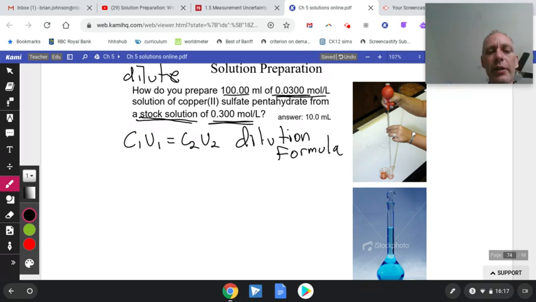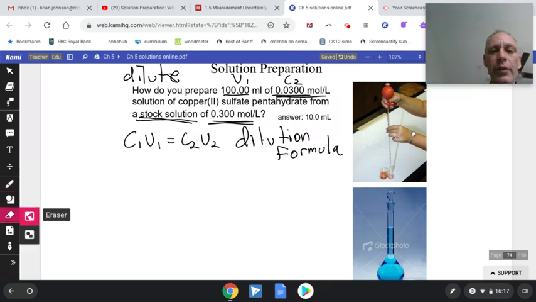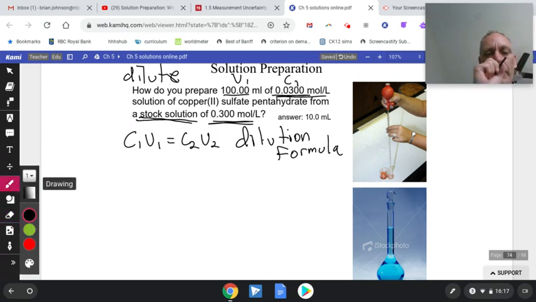Okay, so what have we got here? We've got 100 milliliters at 0.03 mole per liter. So we're going to call this volume 1 and concentration 1. Just like Boyle's law, the important thing is that these two go together. I could call them volume 1, concentration 1, or I could call them V2, C2. But the important thing is they belong together. They're both 1s or they're both 2s. This is our new concentration, so we'll call that one C2.